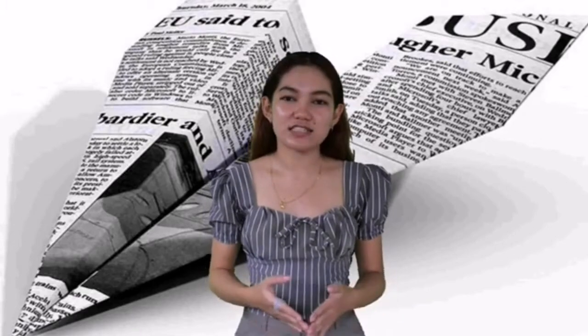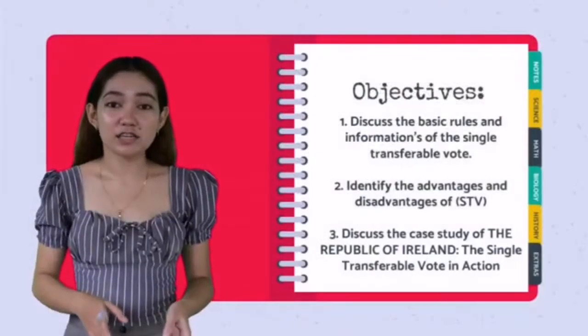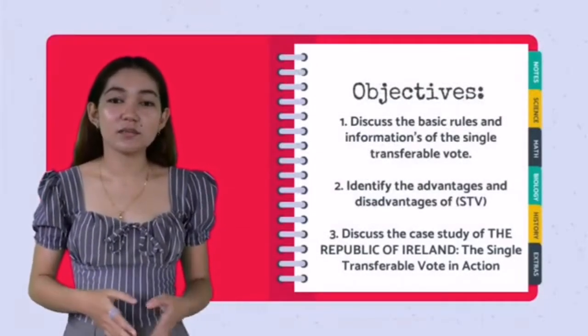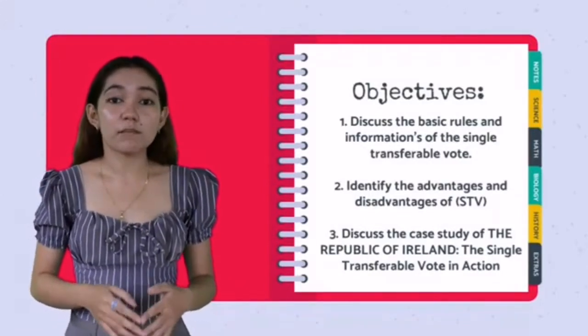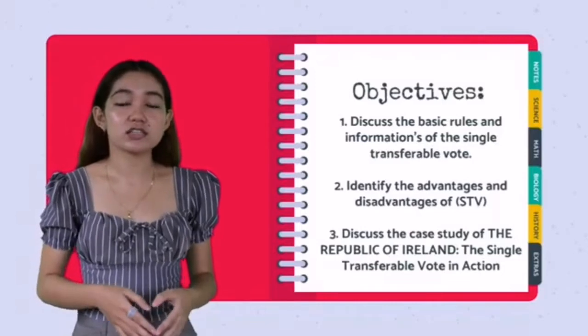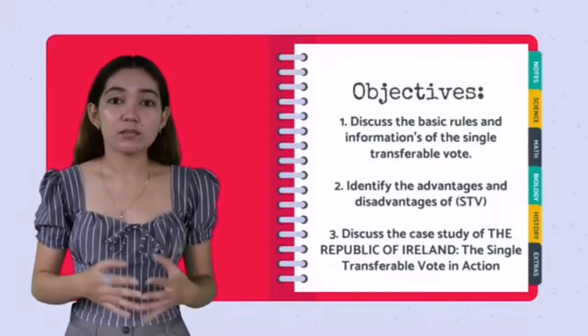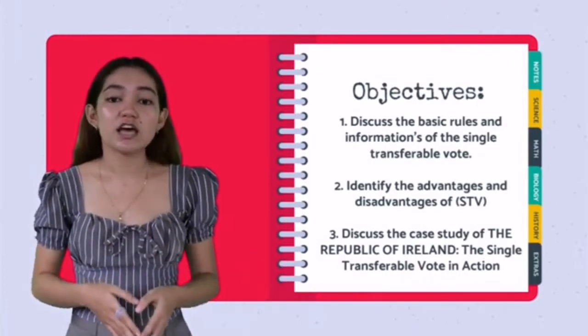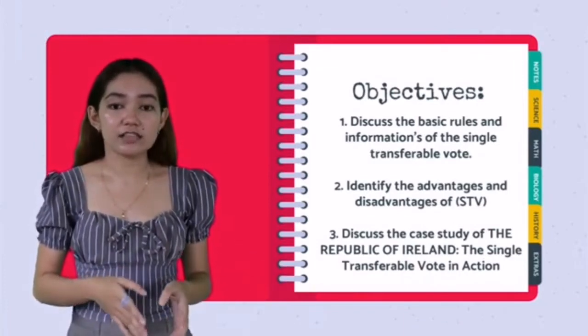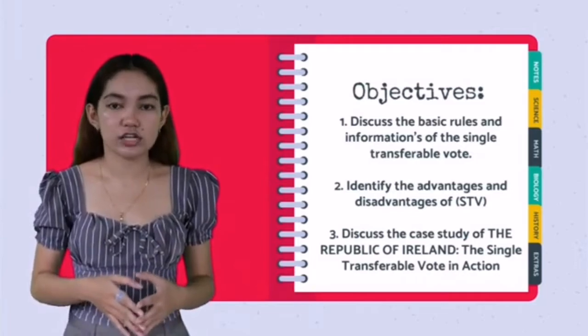Of the electoral systems. Our objectives are, number 1, to discuss the basic rules and information of the single transferable vote. Number 2, identify the advantages and disadvantages of STV. And number 3, which will be reported by my co-reporter, to discuss the study of the Republic of Ireland, the single transferable vote in action.